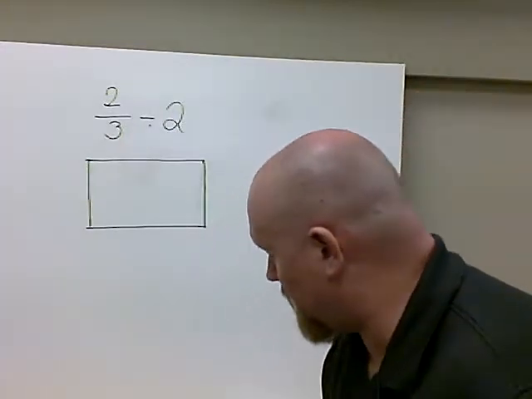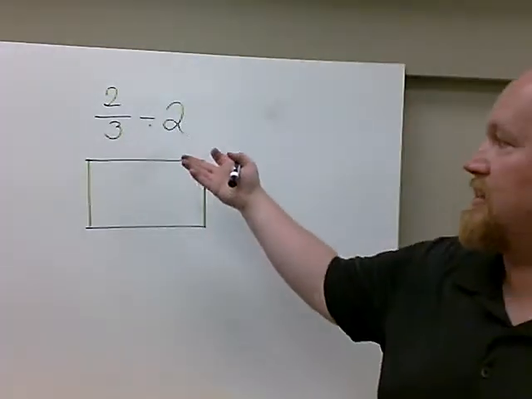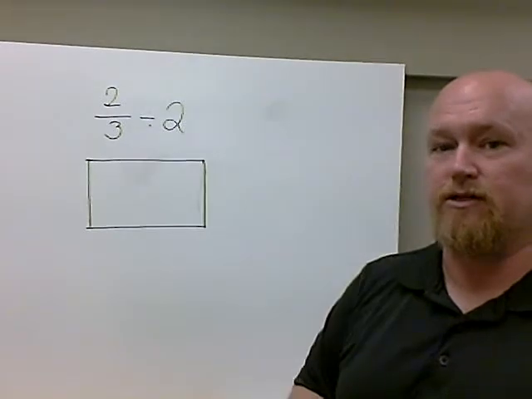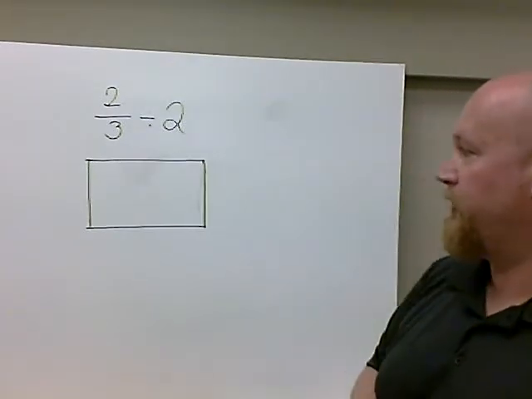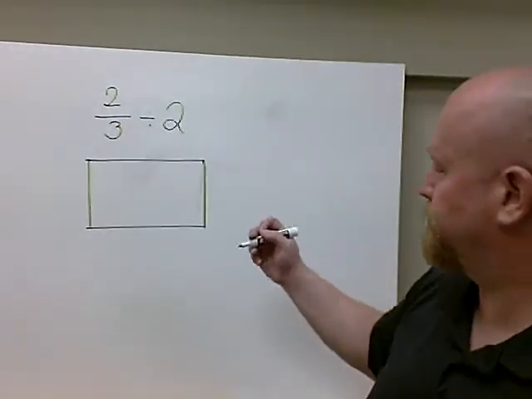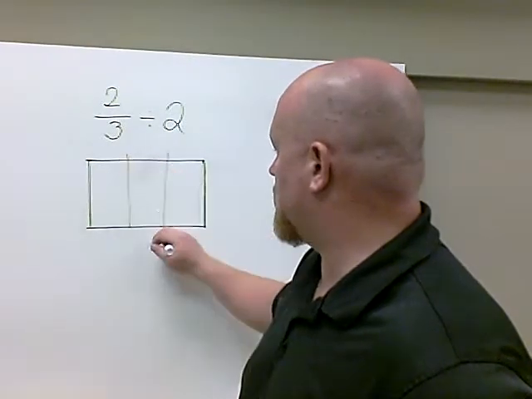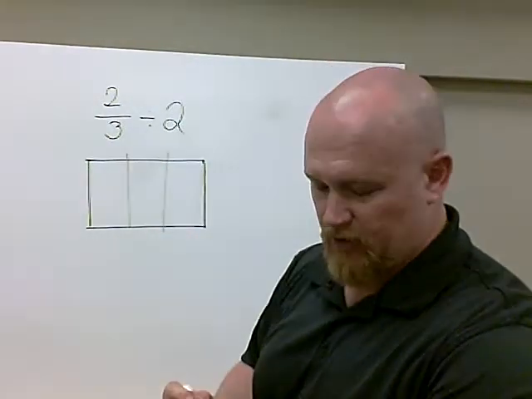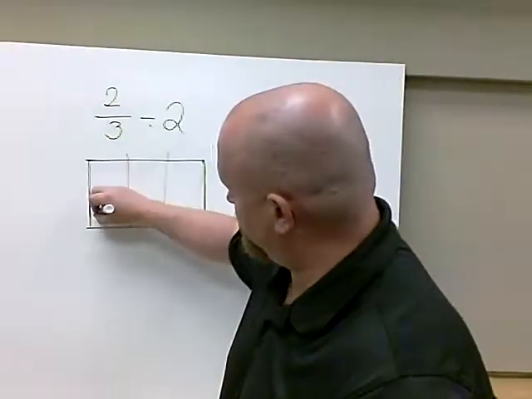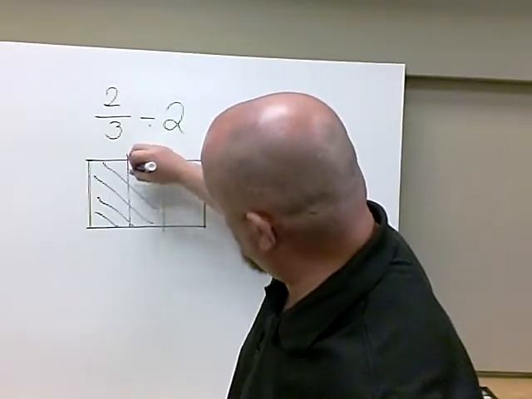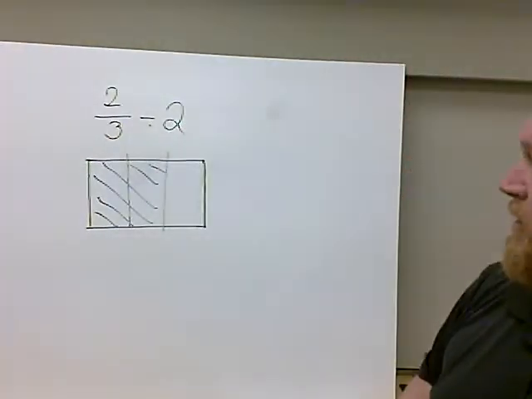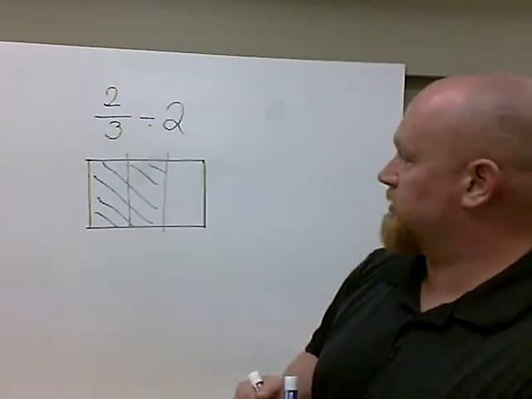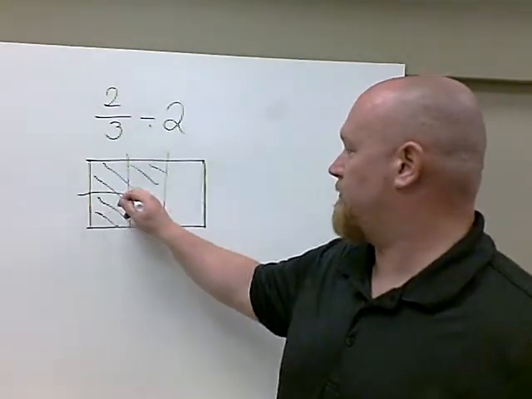Do it again, except this time let's take 2/3 and divide it by 2. Let me model 2/3 first. I'm going to split my whole into thirds. Here's 2/3, colored in for you. Now, we want to take this 2/3 and split it in 2.